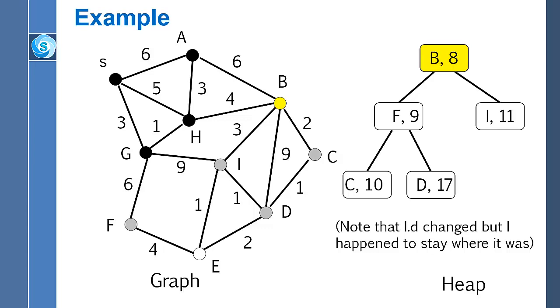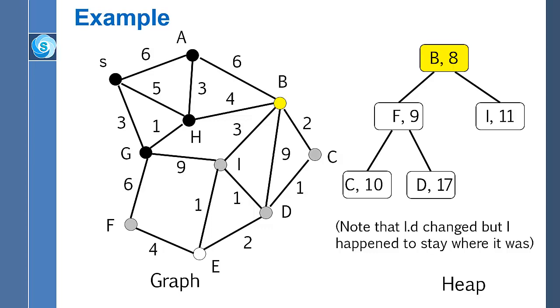Certainly 11 is less than 12, so we have to change I.d to 11, and we have to set I.pi to B, right? We're doing those two things because we just discovered a new, shorter path to get from S to I, right? We now know there's a way to get from S to I along a path of length 11.